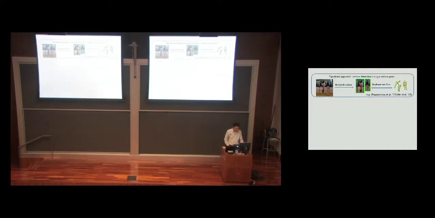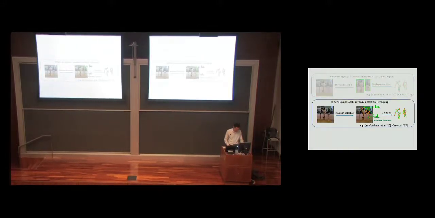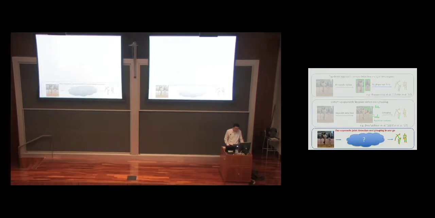Traditionally, there have been two kinds of approach to this problem. One is the top-down approach, where you first do person detection, and you crop each detection and do single-person pose. Another approach is the bottom-up approach, where you first do the key point detection, and then you extract pairwise features from the detected key points, and then you run some grouping method to group the detected key points into individual people.